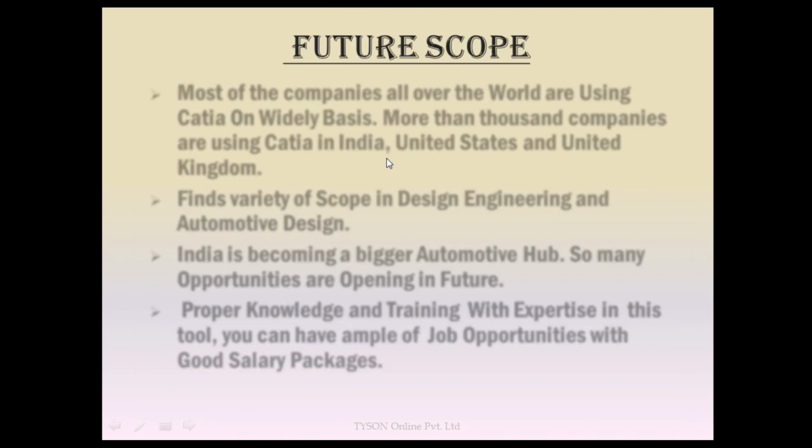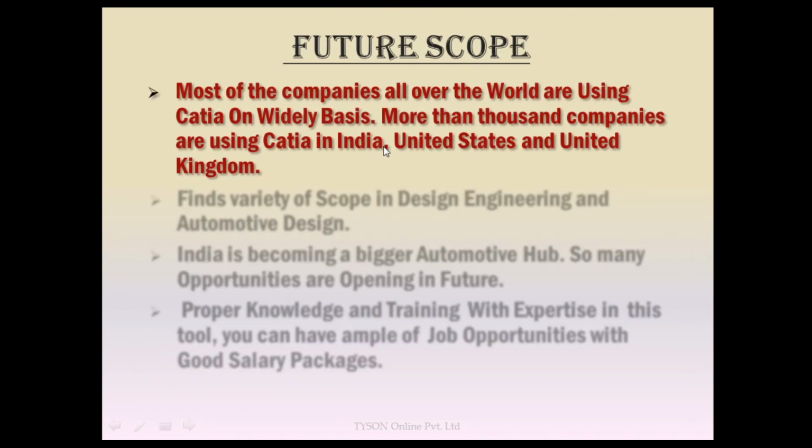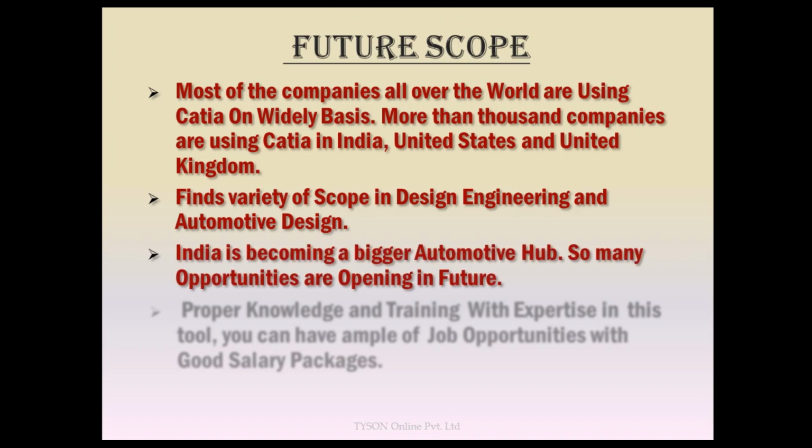So what is the future scope for CATIA? As we discussed earlier, most of the companies all over the world are using CATIA on a wide basis. In the United States, in the United Kingdom and in India, more than 1,000 companies are using CATIA, and therefore it finds a variety of scope in design engineering and automotive design, especially automotive design. As India is becoming a bigger automotive hub, many opportunities are opening in future years.